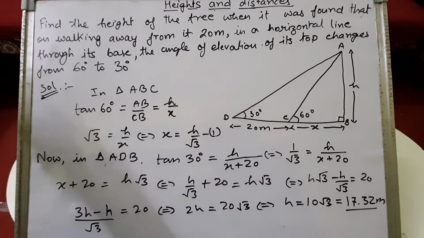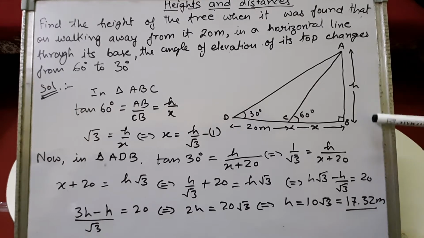Let's see this sum. In this question, it is given: find the height of the tree when it was found that on walking away from it 20 meters in the horizontal line through its base, the angle of elevation of its top changes from 60 degree to 30 degree. Okay, this is the sum, right? Now let's see the diagram.